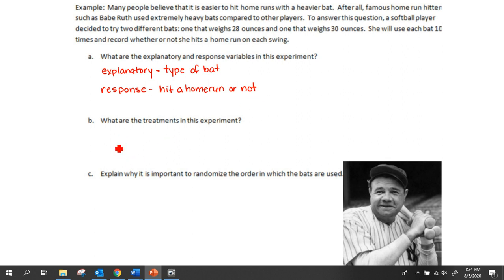What are the treatments? In this case, and in every case, the treatments go off the explanatory variable. So explanatory is general. In this case, it was type of bat. So the treatments would be the 28-ounce bat and the 30-ounce bat.